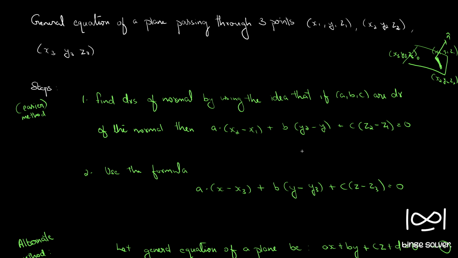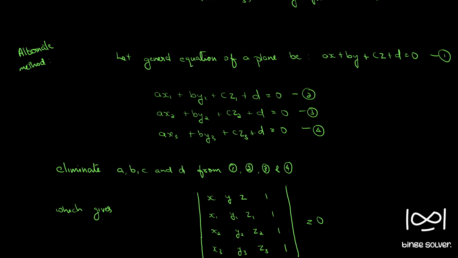So this is the easier method while solving problems in the exam hall. And there is an alternate, general method you can use, which is to start from the general equation of the plane. Let the general equation of the plane be ax plus by plus cz plus d equal to 0. That will be the first equation.